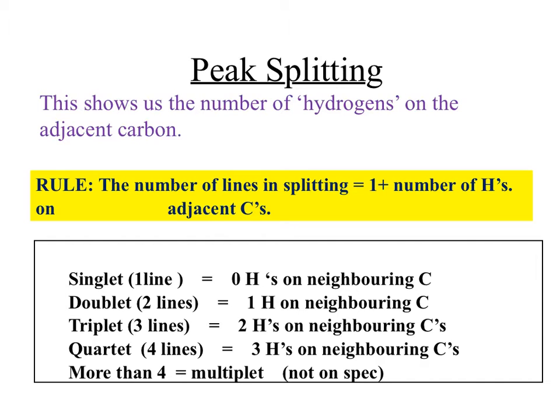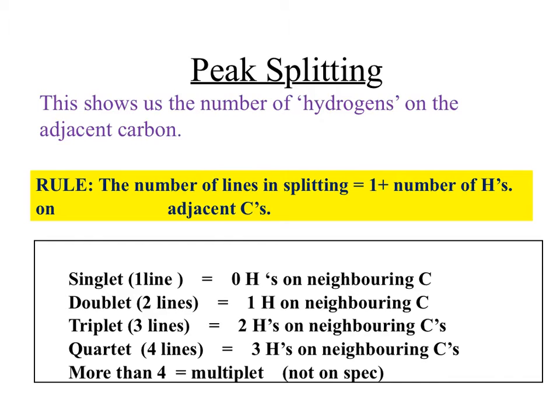So if we have a singlet, so if the peak hasn't been split, if it's only one line, that means that there are no hydrogens on the neighbouring carbon. If we have a doublet, according to the 1 plus rule, that means that there is one hydrogen on the neighbouring carbon. If we have a triplet, which is 3 lines, that's 1 plus 2 hydrogens on the neighbouring carbon.